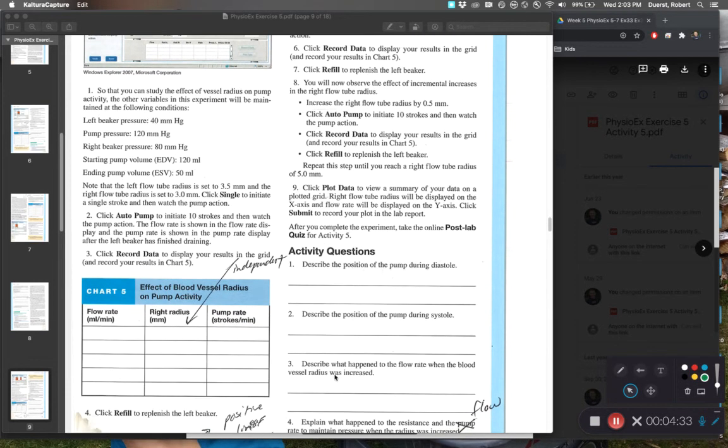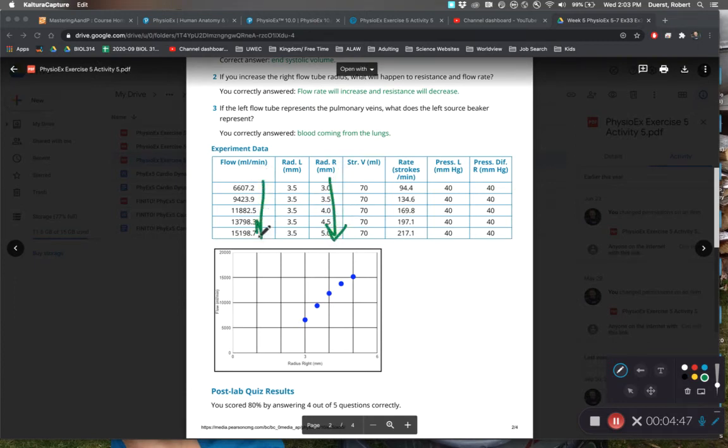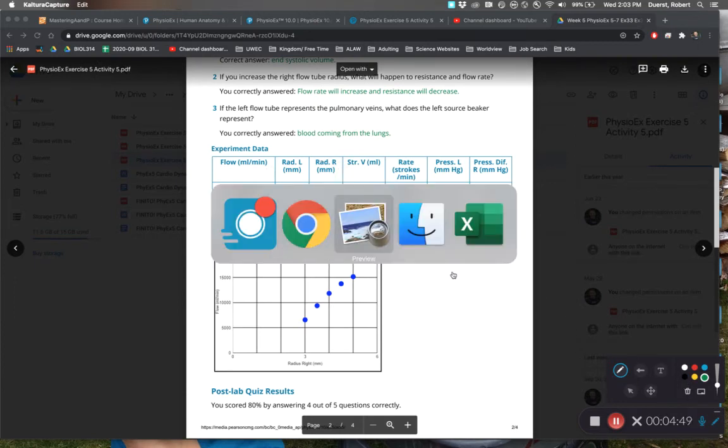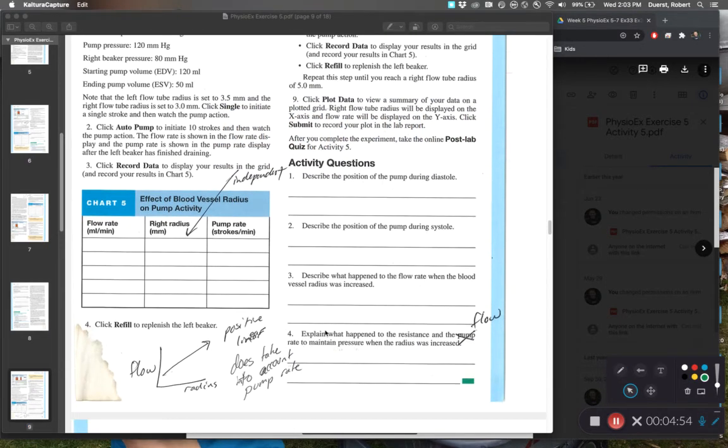Question number 3, describe what happened to the flow rate when the blood vessel radius was increased. Let's go back to our data. As the blood vessel radius increased, our flow rate also increased. Question number 4. Explain what happened to the resistance and the flow rate to maintain pressure when the radius was increased. So that was a typo here. Think flow rate instead of pump rate. What happened to resistance and pump rate when radius was increased?